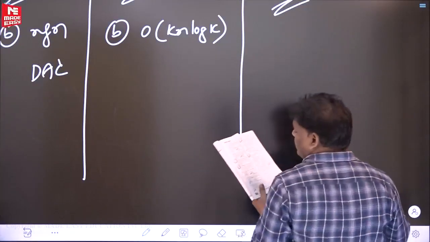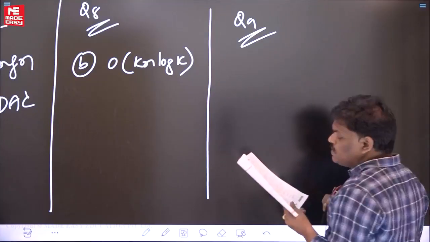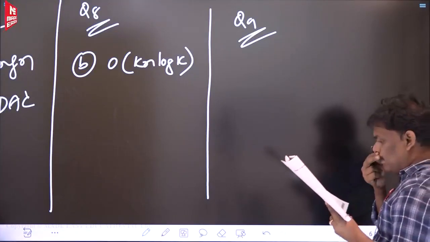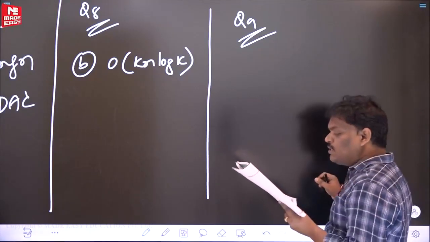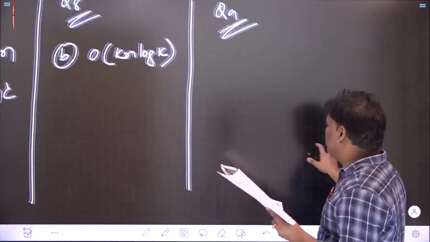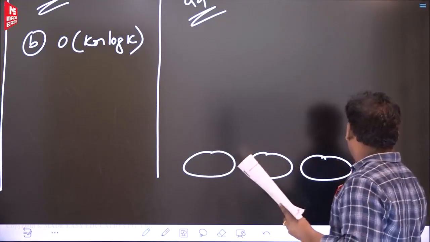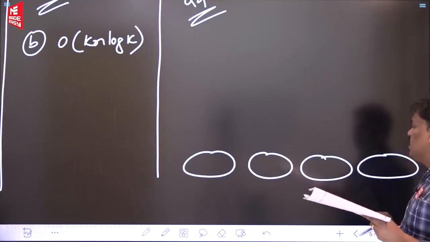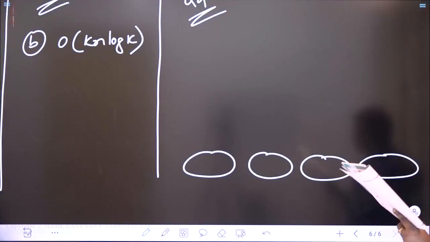See question number 9 now. I am reading: suppose there are 4 sorted lists of n by 4 elements each. Let me write it: 4 sorted groups are there, each of size n by 4. That's okay. Next, what is it asking?